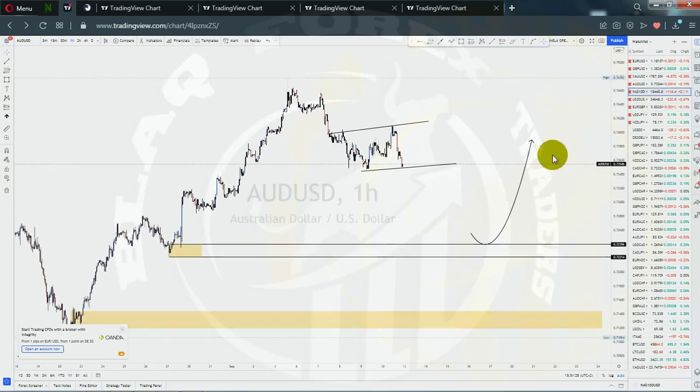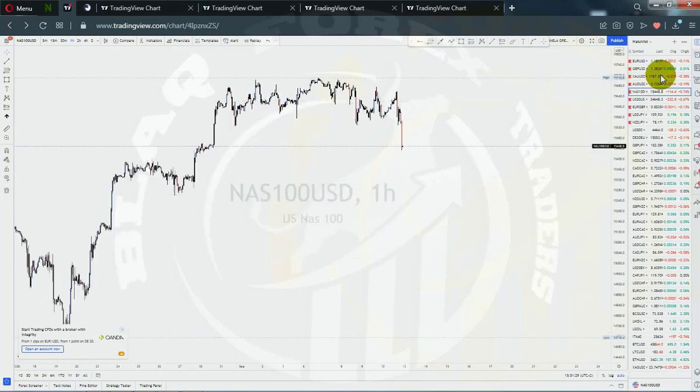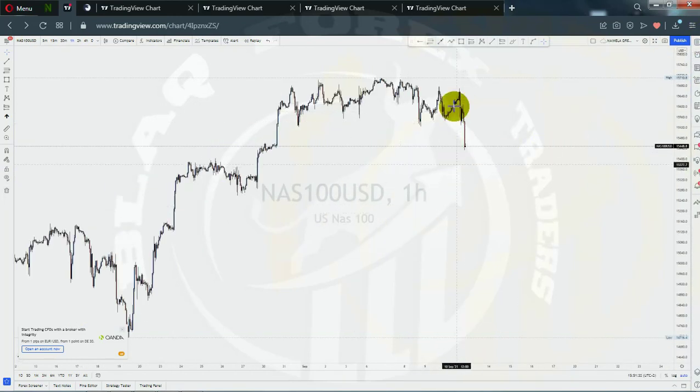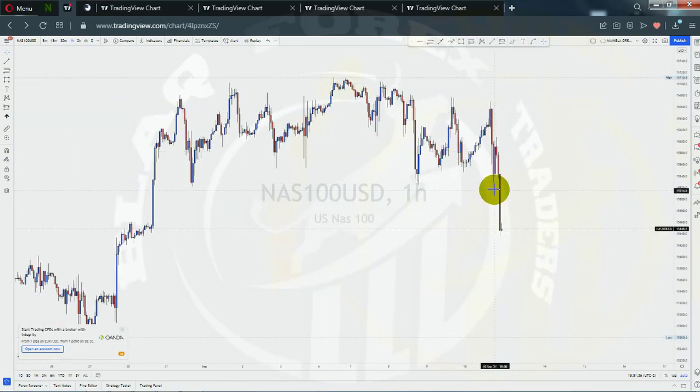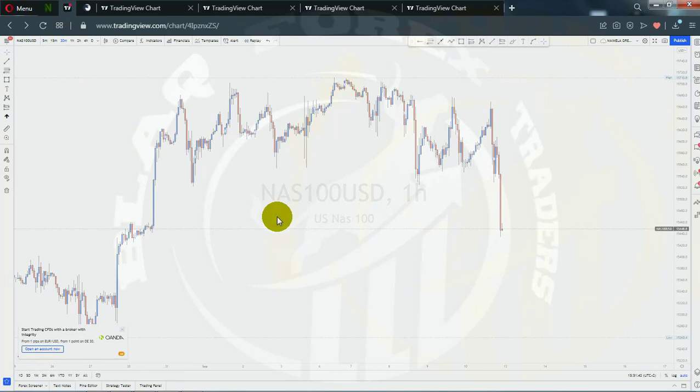Then let's go to Nasdaq. Okay, Nasdaq on Friday, it dropped really hard here. As you can see, they made a drop, small pullback, and then another drop. So that's more like a continuation pattern.